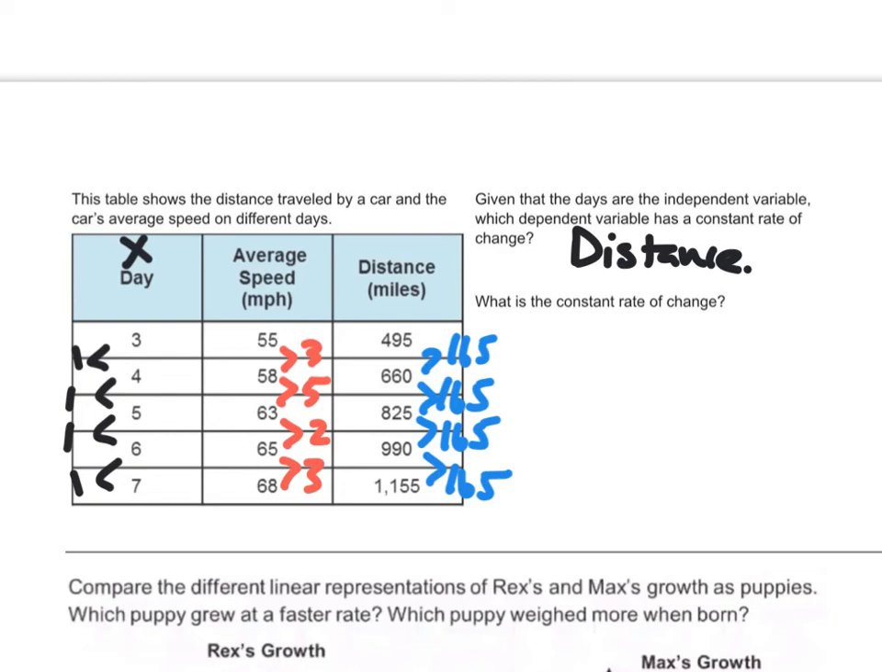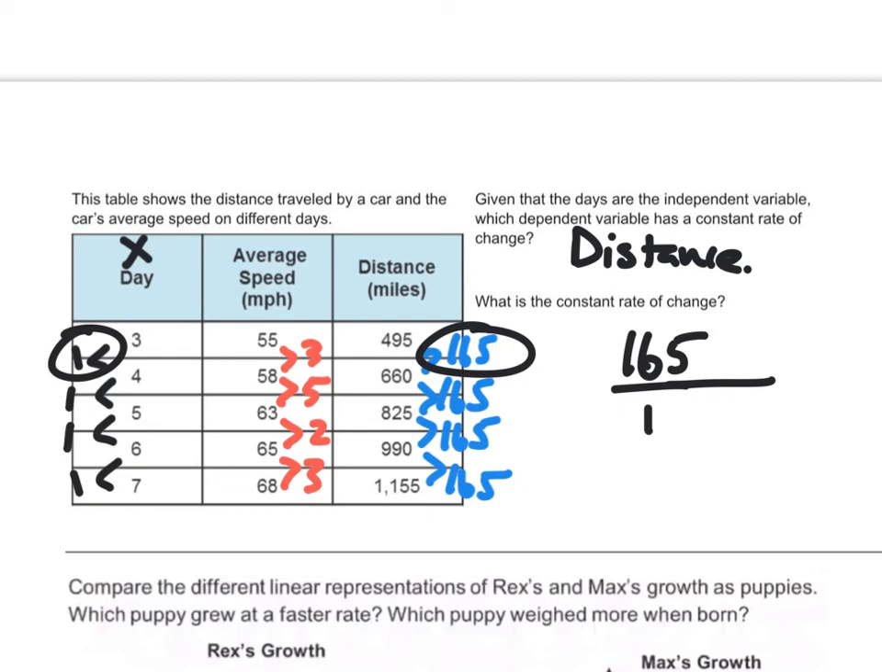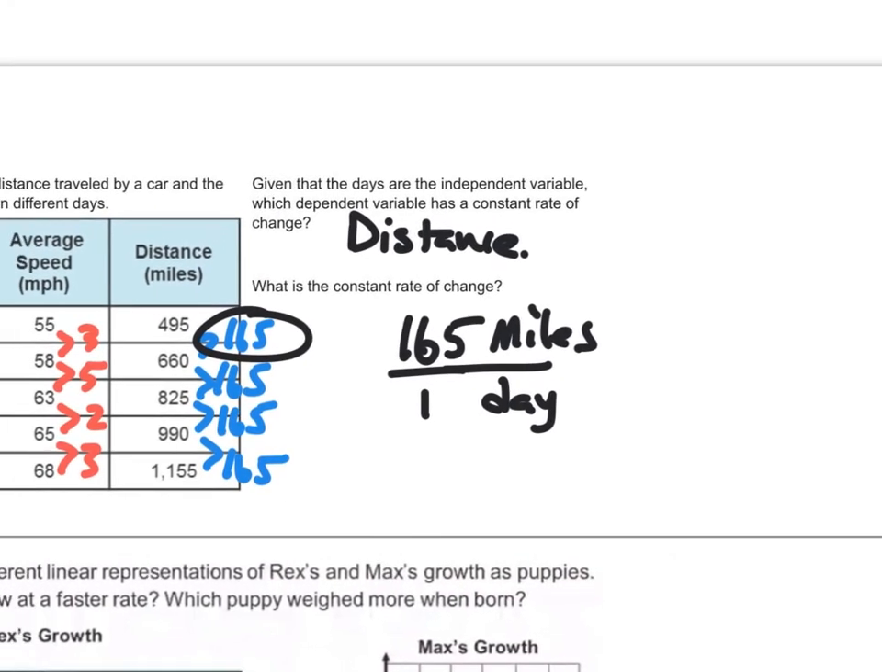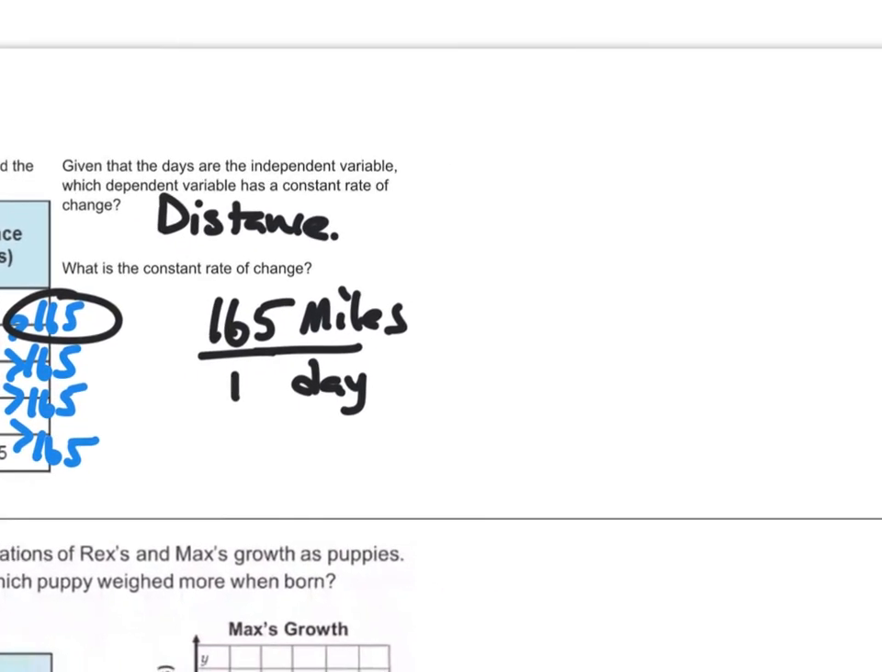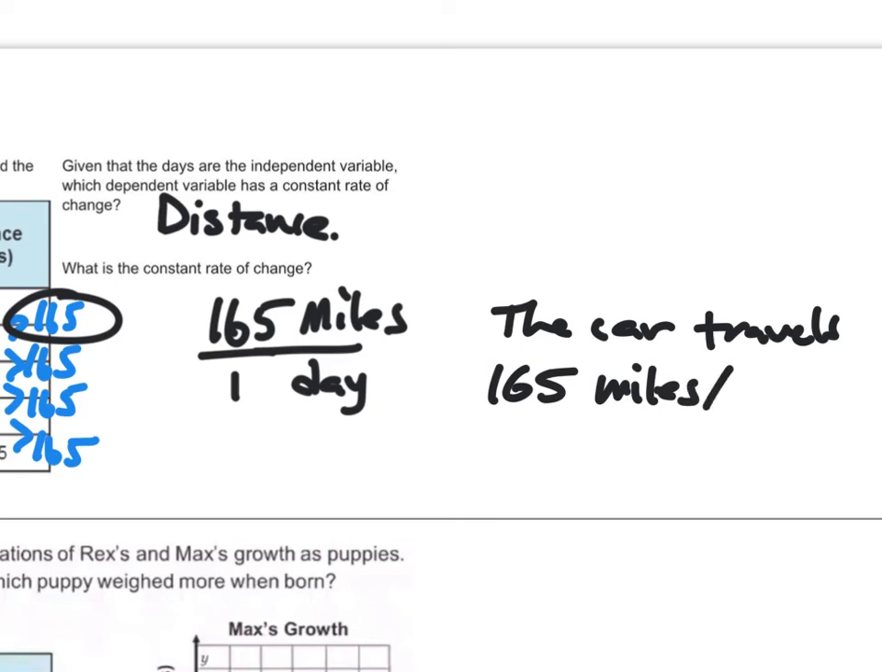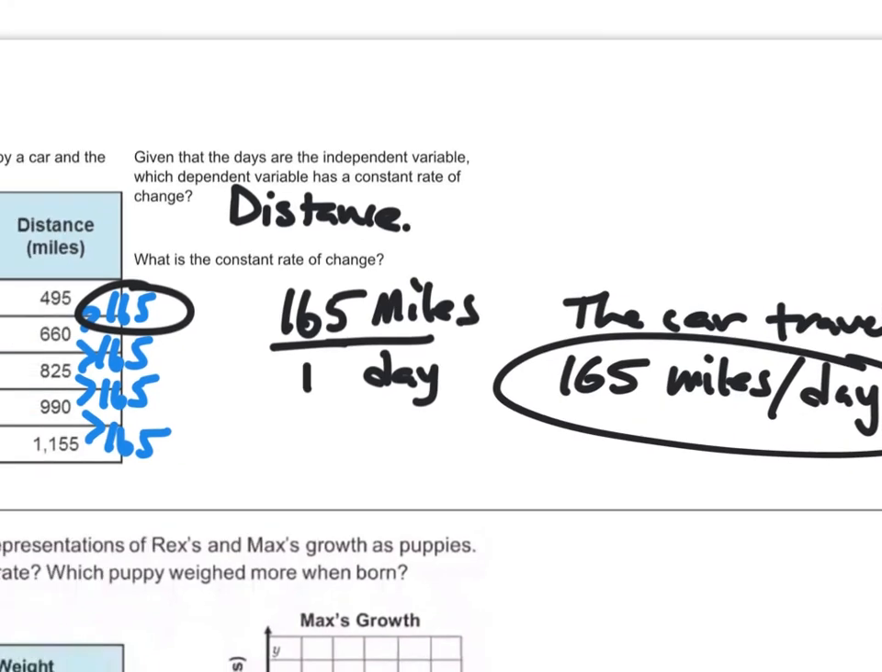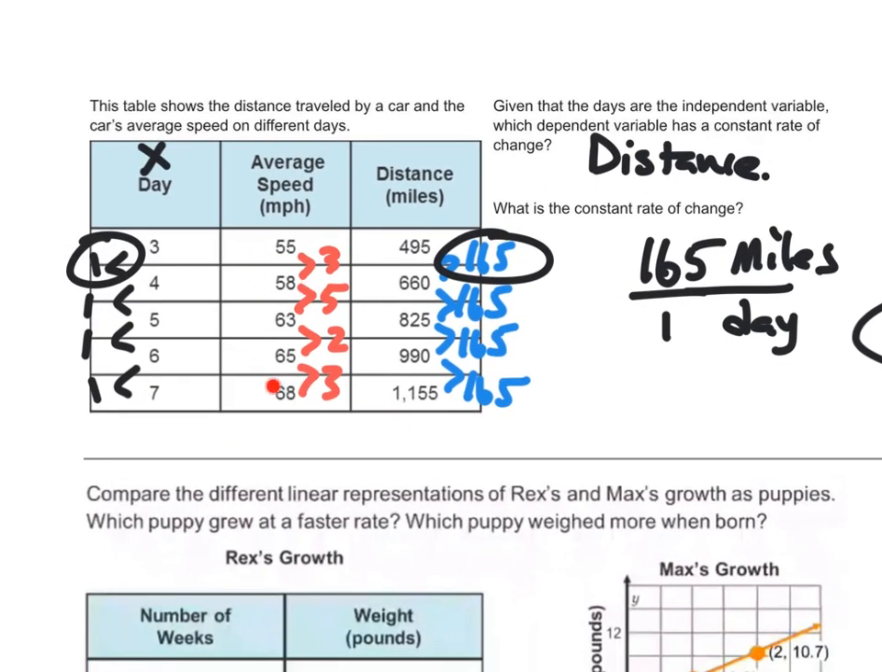Okay, and what is the constant rate of change? What that is, is that I'm taking this number 165 and dividing it by 1, but we have to put a label on this. Okay, this is a distance in miles, and this is per day. Okay, 1 day. So what we can say here is that the car travels 165 miles per day. Okay? And that's a rate. And that's constant. Okay? You can make something happen here or say something here, but it's not going to be constant. Okay? All right.